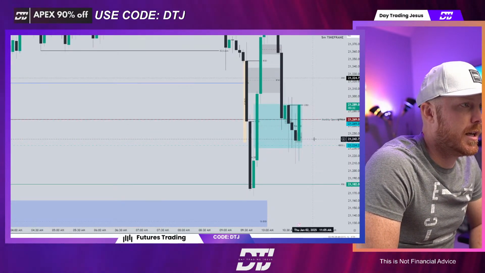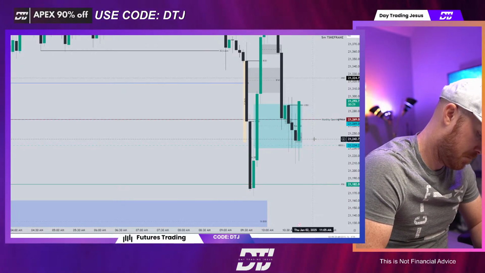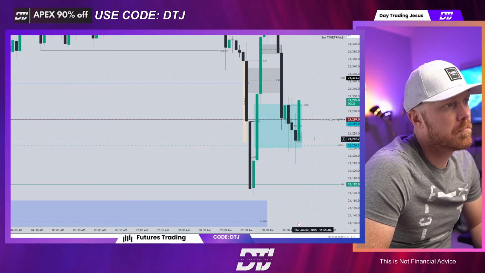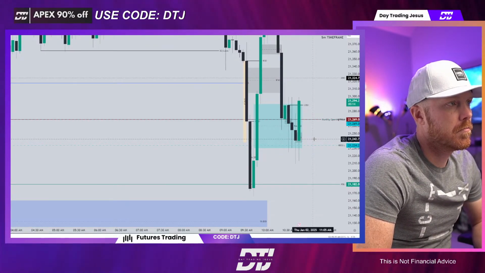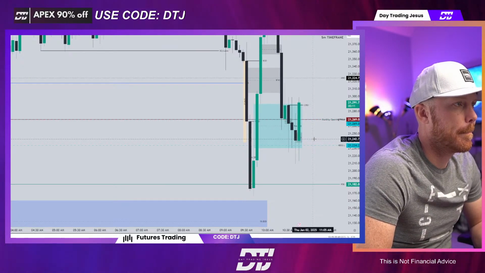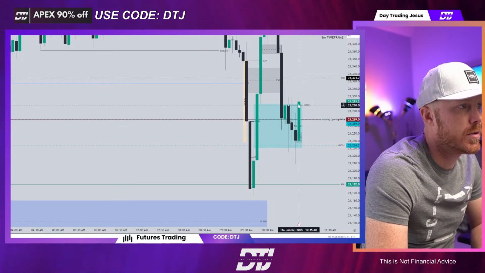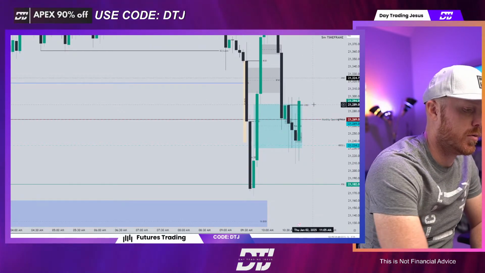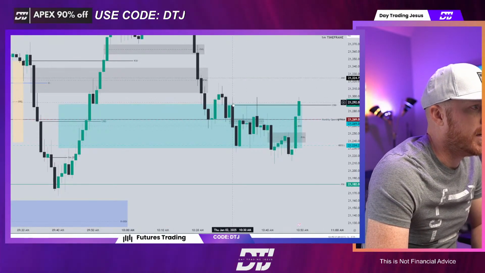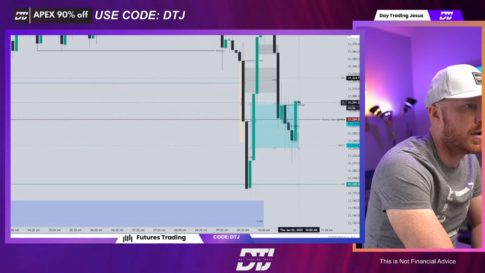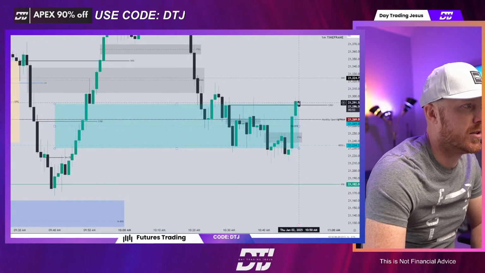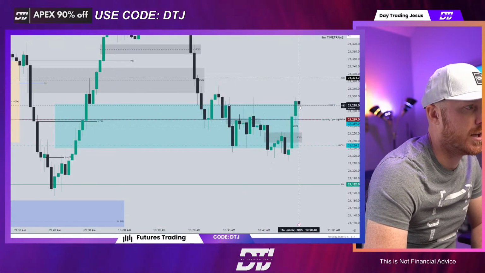30 seconds is when this 5-minute closes. Now, if we close on this 5-minute, we need to drop down to the 1-minute. And we need to see if we get displacement above the close. So there's the close. It didn't give us much displacement. We still need the displacement higher before we just take a long here.